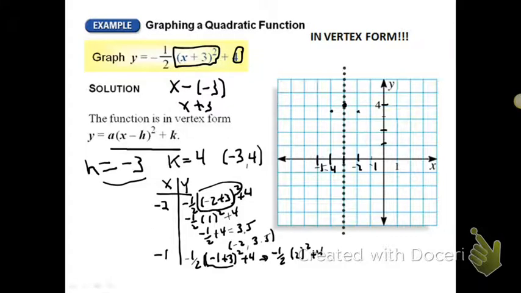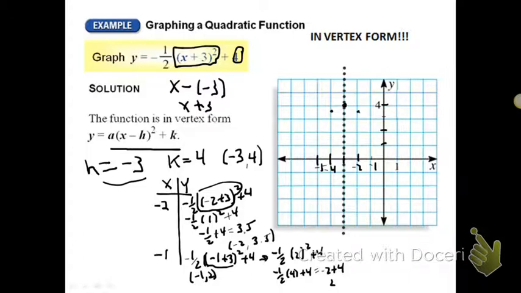And I know 2 squared is 4, so I get negative 1/2 of 4 plus 4. Negative 1/2 of 4 is negative 2. And if I add 4 to negative 2, I end up with an output of positive 2. So at the end of the day, when I substitute in negative 1 for x, my output is a positive 2. Let's see if we can plot that point correctly. If I substitute in a negative 1, I got a positive 2.